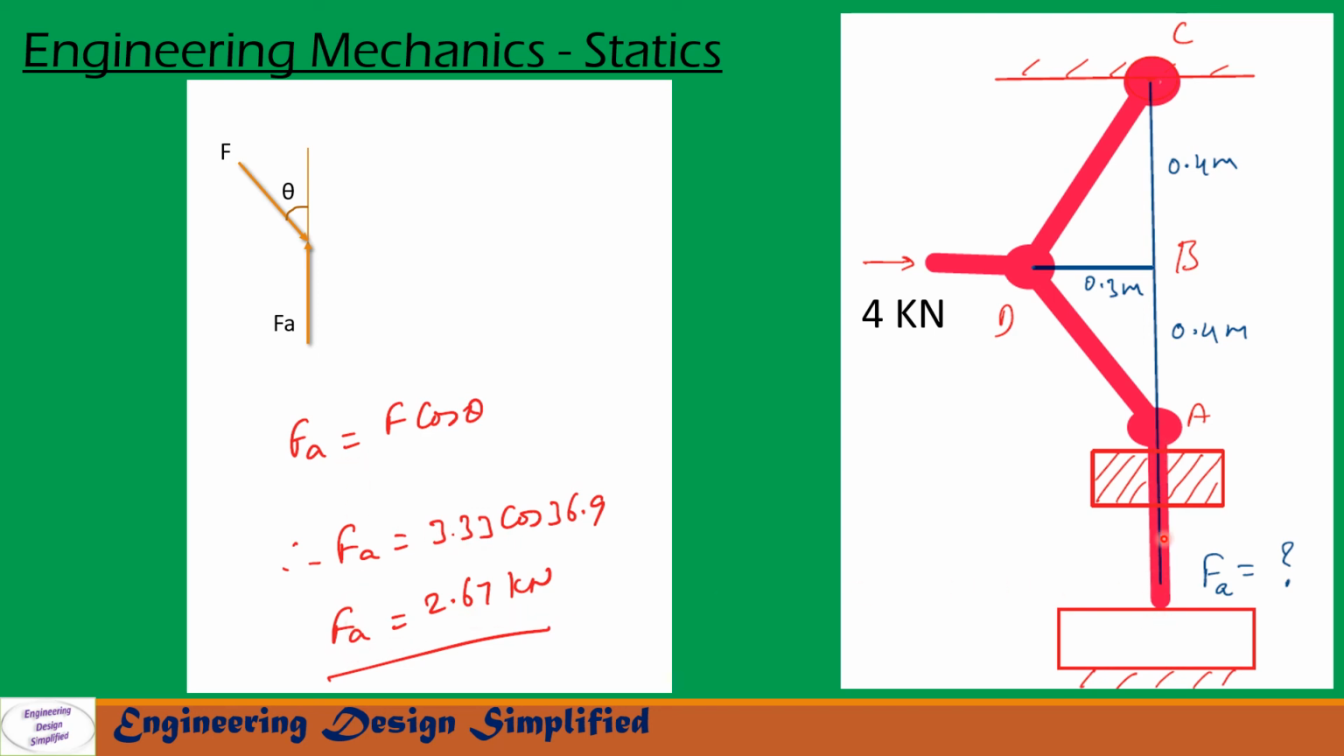So the force in the plunger because of load of 4 kilonewton acting on this toggle mechanism is 2.67 kilonewton.